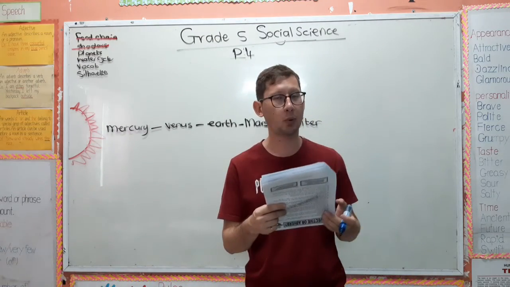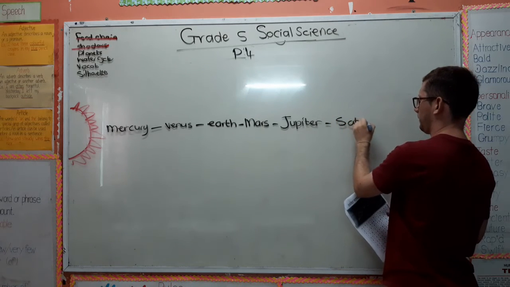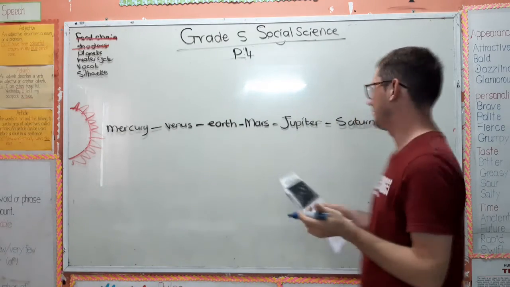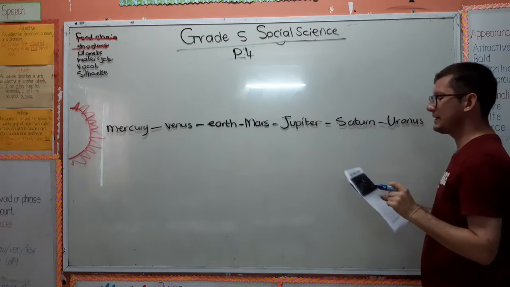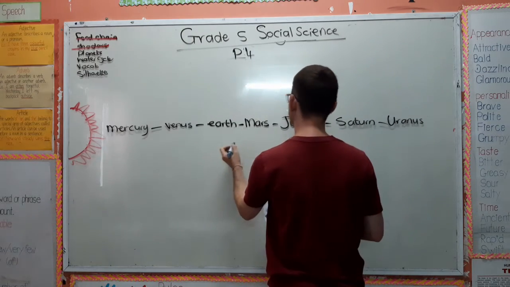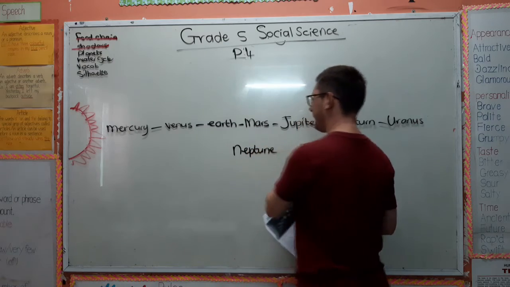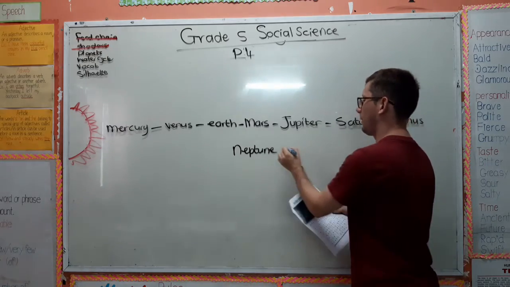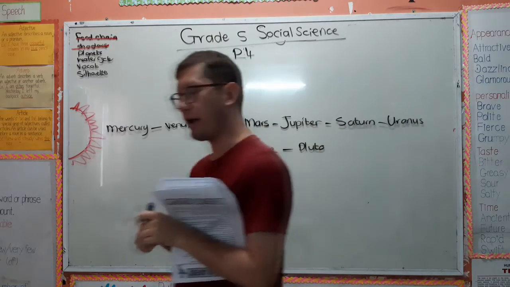What about the next one? Is Saturn. The next one would be Uranus. And the second last one would be Neptune. And then the last one is what? Pluto. So how many planets are there in the solar system?